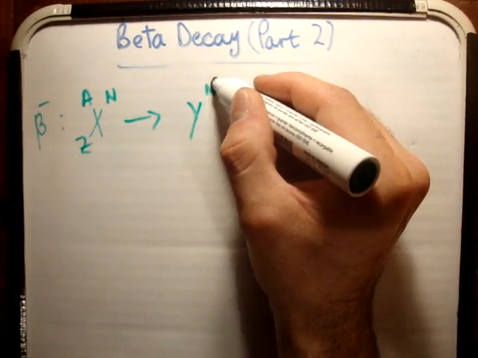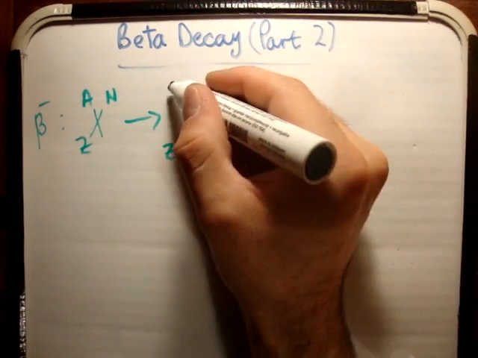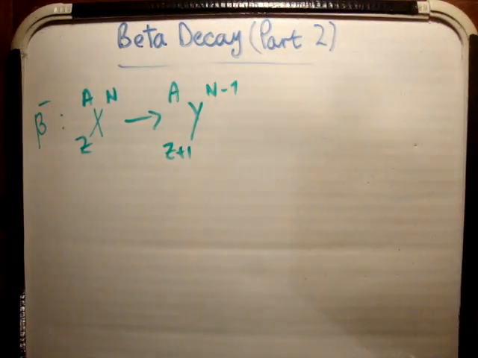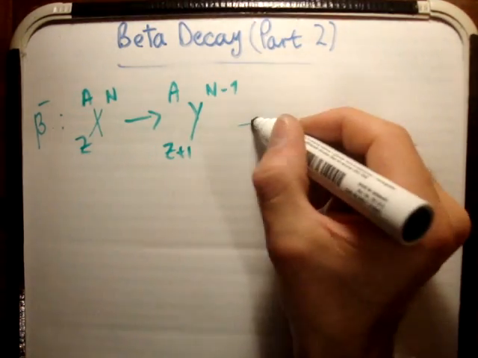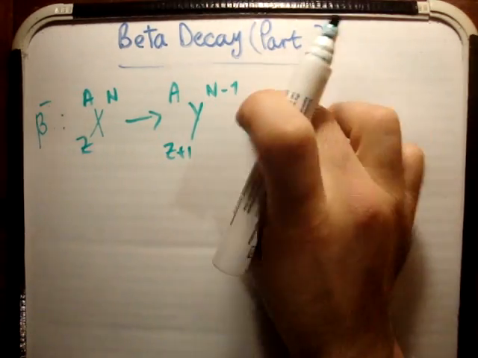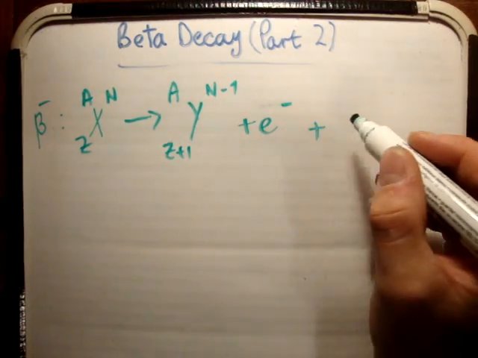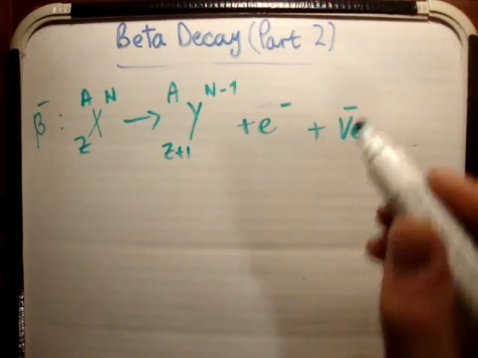So in this decay, the number of neutrons is reduced, the number of protons is increased, but the atomic number stays the same. In order to decrease the electric charge, the negative electric charge, we must emit an electron. And for quantum mechanical reasons, which we're not going to go into, and you should just accept, we need to emit another small particle called an anti-electron neutrino.